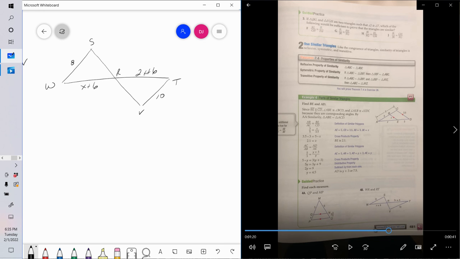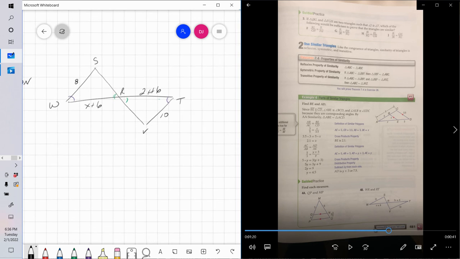Now it's really kind of hard to see here, but angle W's got a little mark in it, and angle T's got a little mark in it. So that's telling me that these two angles are congruent to each other. And we know that these two angles are congruent to each other. So those two triangles are going to be similar to each other. Before I go any farther, I want to write my similarity statement so that I make sure that I line things up correctly.